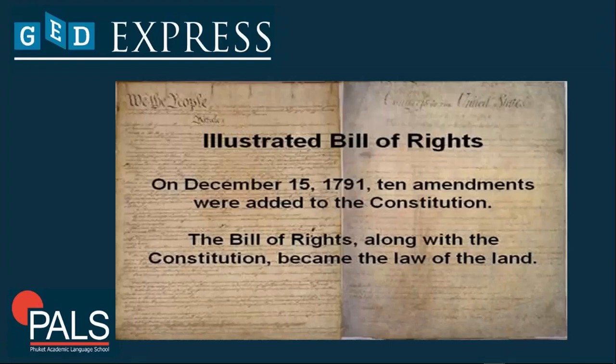So we have an illustrated Bill of Rights, which are the 10 Bill of Rights. It's very essential nowadays or even before. American people, whether they're working in the government or a civilian, are applying this even nowadays. On December 15, 1791, 10 amendments were added to the Constitution. The Bill of Rights, along with the Constitution, became the law of the land.